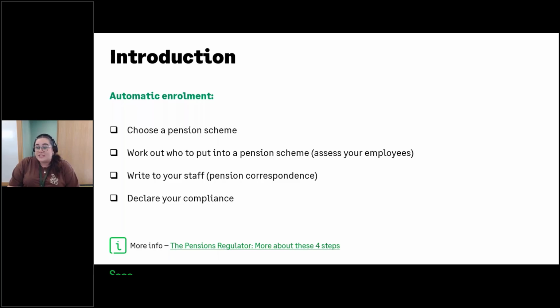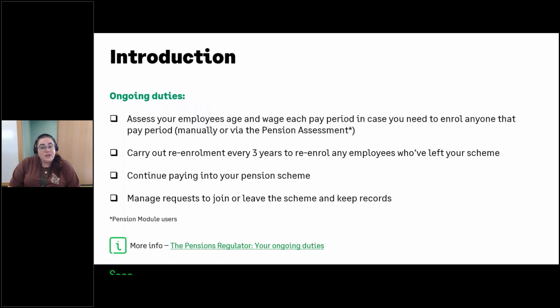Once you've done these steps, you do have ongoing duties as an employer too. So a little bit about those ongoing duties as well. First one is to assess your employees. So each time you pay your employees, you've got to assess their age and wage to determine their worker type and see if they need to be enrolled in your pension scheme. Now you'd normally do this manually, or in today's case, that'll be via the pension assessment. So I'll be showing you that option.